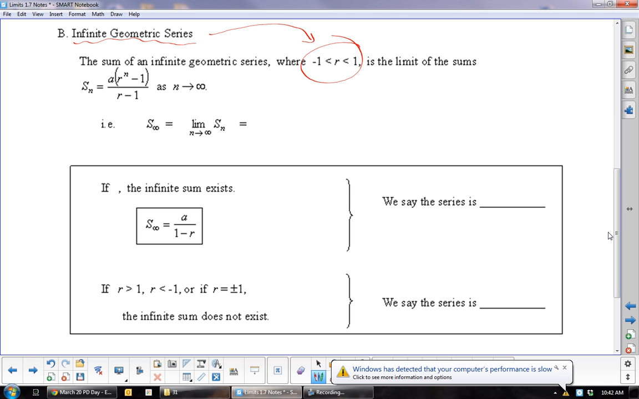So that's why we always have to be very careful to make sure we have found r. And if it asks what would be the sum of this to infinity, find r first, because if it's greater than 1, you would say that it doesn't exist. Now, the formula is a nice one: S to infinity just equals a over 1 minus r.